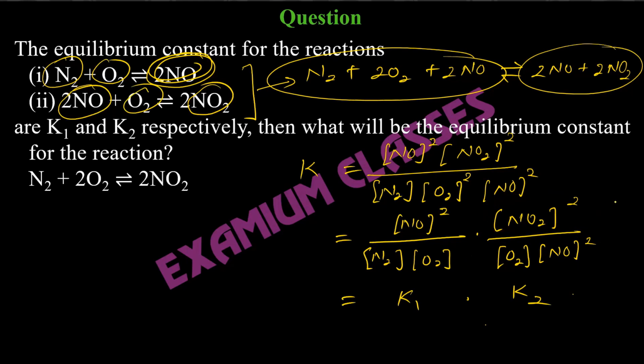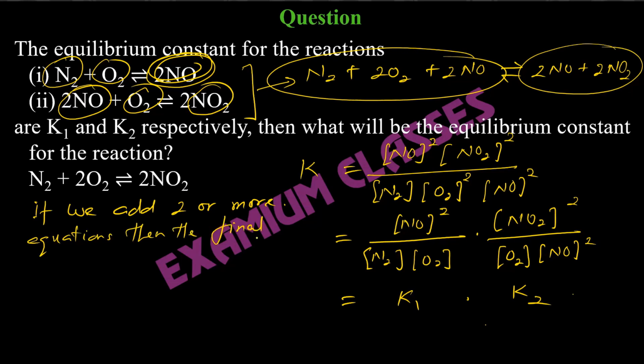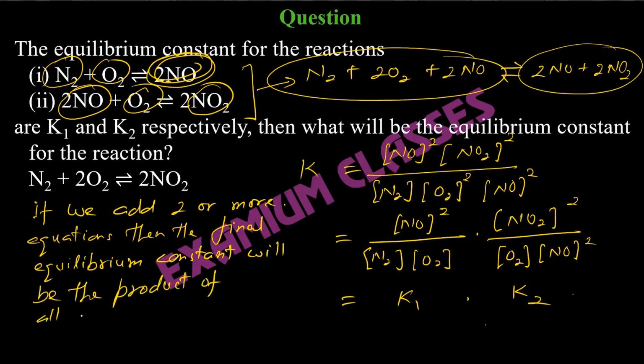But you don't need to prove it if it is asked. You just need to say that if we add the reactions, the equilibrium constant will be the product of the two individual equilibrium constants. So write it down somewhere. If we add two or more equations or reactions, it can be K1 into K2 into K3 and K4, and so on, then the final equilibrium constant will be the product of all individual equilibrium constants.